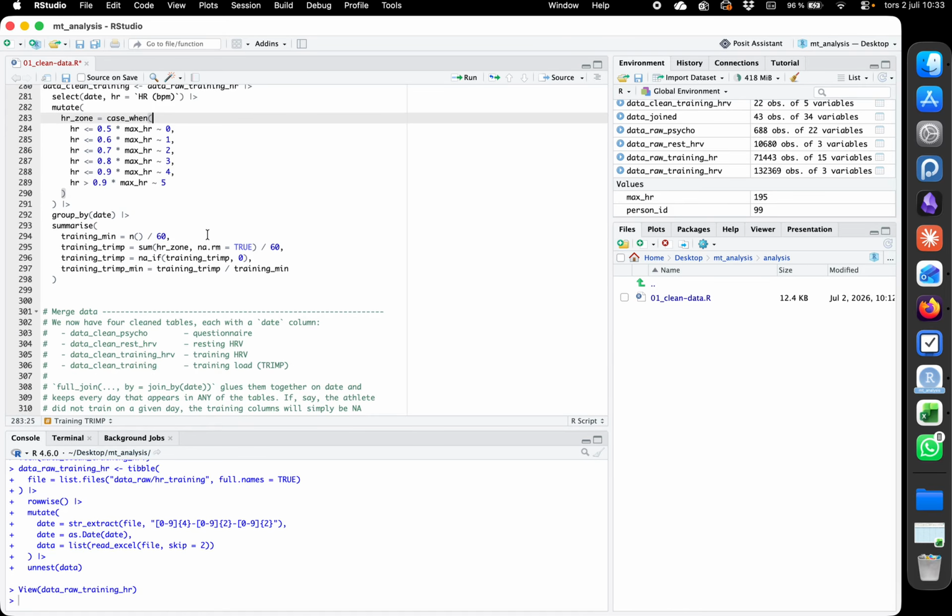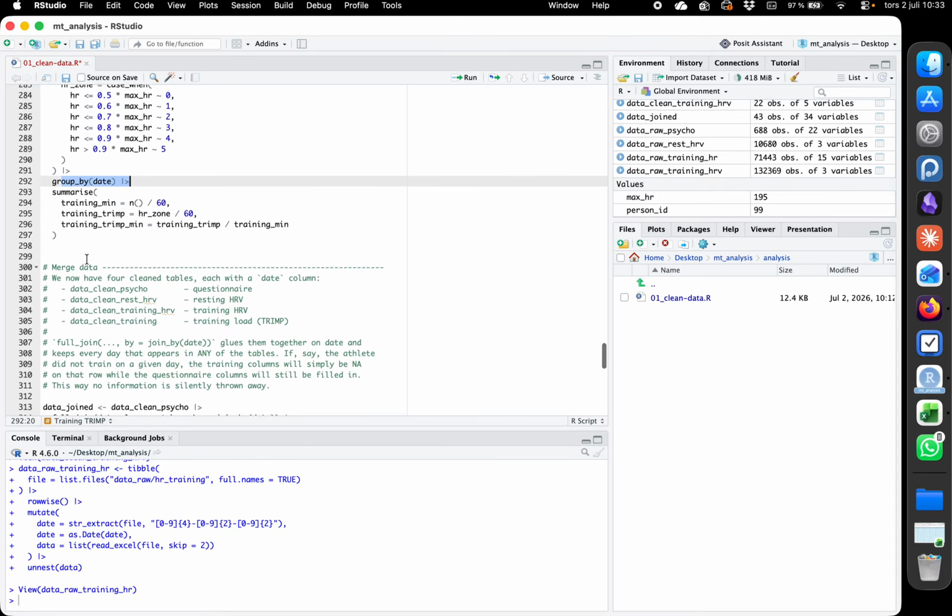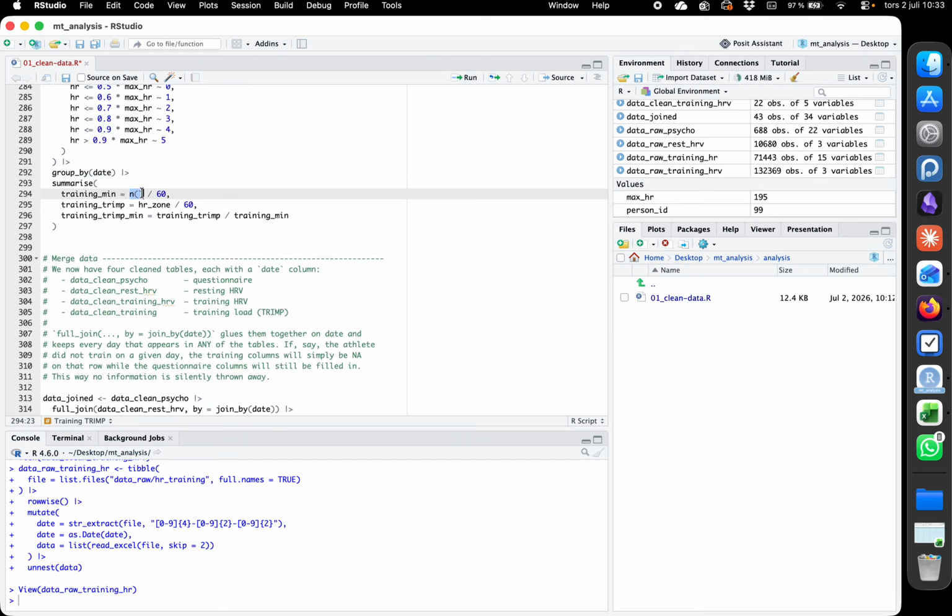But here we changed a couple of things. If I now do how this one looked before, it was like this. We group by date, we calculate the heart rate zone, and then we group by date, so we have one for each date that you did training. Then we summarized it with the number of rows, which are the seconds, and divide by 60 to get minutes, and then we take the sum of the heart rate zone and divide by 60, and then we didn't have this one either.